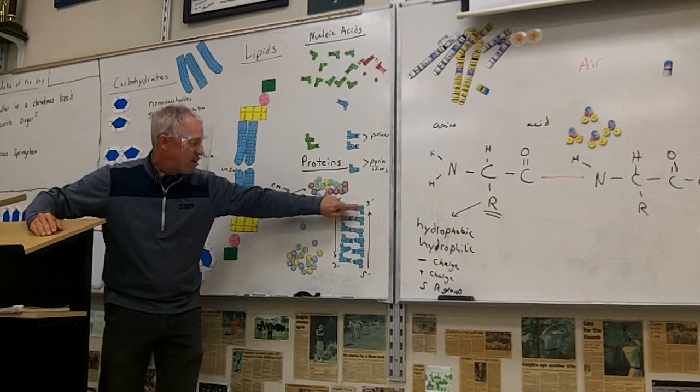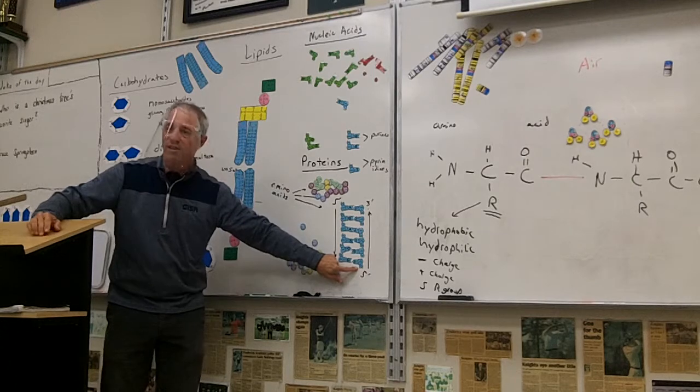Wait, what's the 3' 5'? So the 3' is on the sugar end, the 5' is on the phosphate end. Got it.